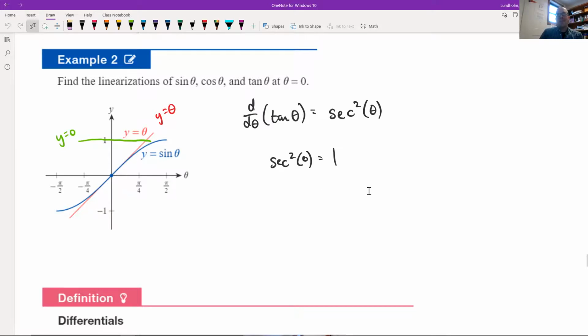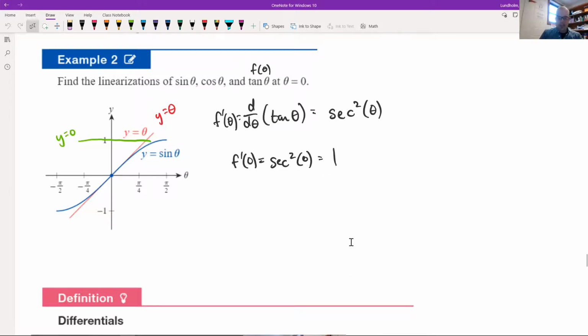So, I mean, maybe this wasn't super exciting. Here we're finding, I don't know, maybe we call this f prime of theta if tangent is equal to f of theta. And this one is f prime of 0.